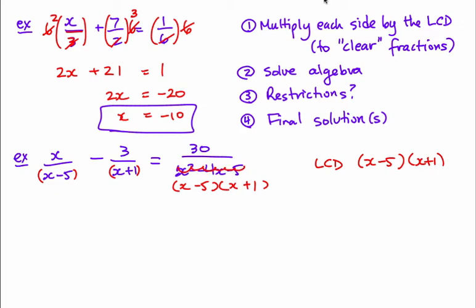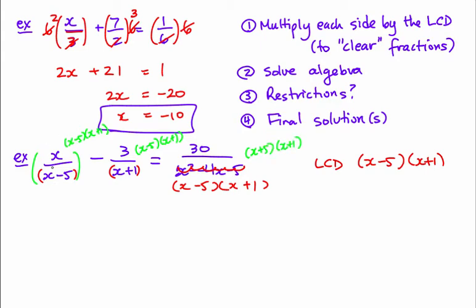Now I want to multiply each side, in fact each term, by that. So this one's going to get multiplied by x minus 5 and x plus 1. This one's going to get multiplied by x minus 5 and x plus 1. And this one's going to get multiplied by x minus 5 and x plus 1.